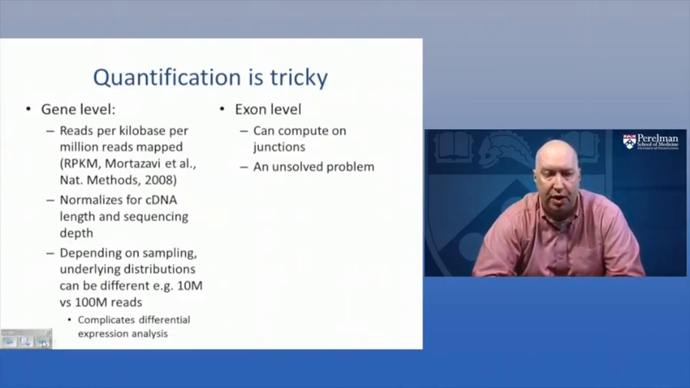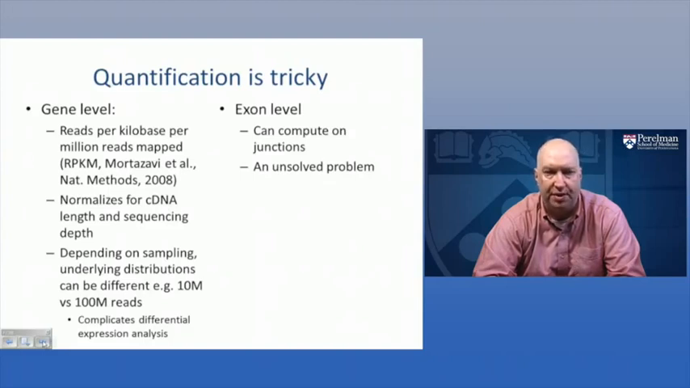After the mapping step, you try to arrive at a measure of the intensity of the expression. And this can be done, as I mentioned earlier, at the gene level, at the exon level, or at the splice junction level. At the gene level, the method that appears to have gained the most traction is the RPKM method, or reads per kilobase per million reads mapped, by Mortazavi et al. from the Wold lab. The advantage of this method is it normalizes both for the cDNA length, since the probability that you'll have more sequence tags mapped to a longer cDNA is higher than for a shorter cDNA, and also for sequencing depth.